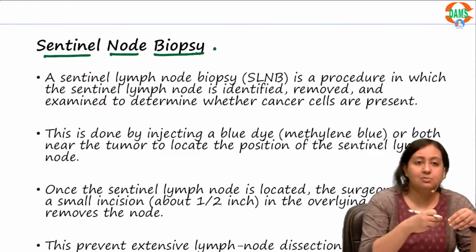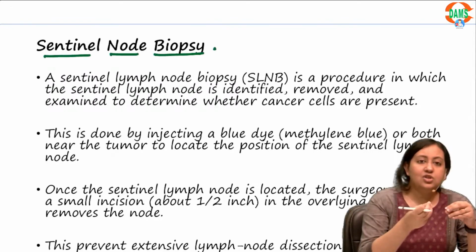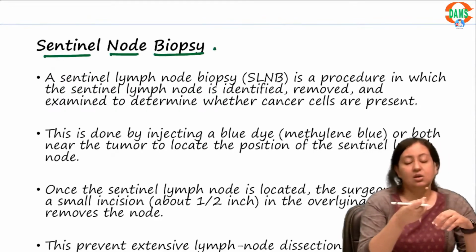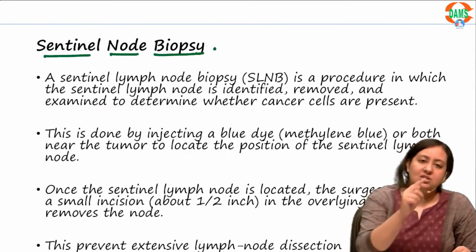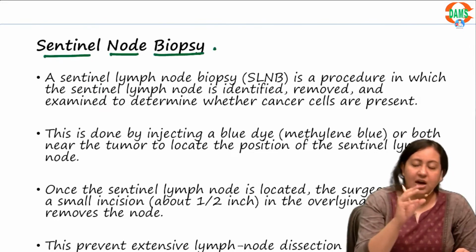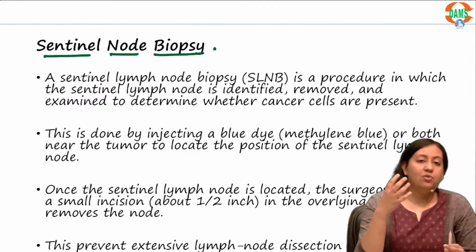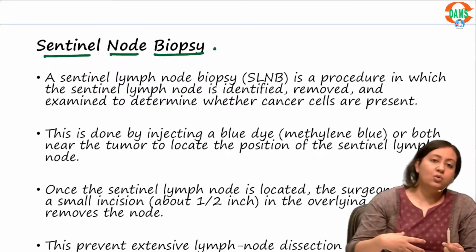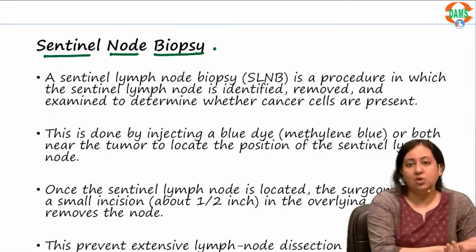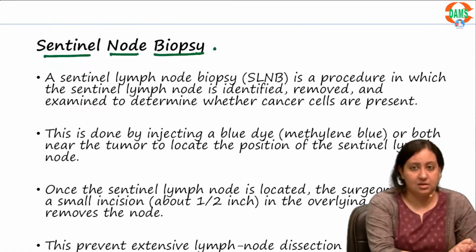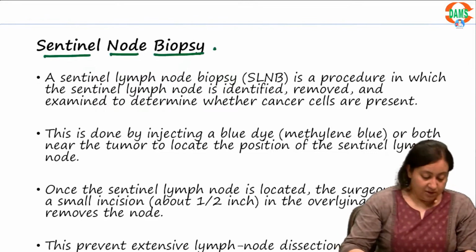Where is it going, whether it's being taken up by a node or not. If you see a node which is showing uptake of the dye on your specialized camera, you just give an incision over that node and remove that particular node, instead of doing levels of neck dissection. Instead of removing all the lymph nodes in the neck, you just remove the nodes which have taken up the dye and which show migration or infiltration of cancer cells. That is your sentinel lymph node biopsy. So we'll just have a look.